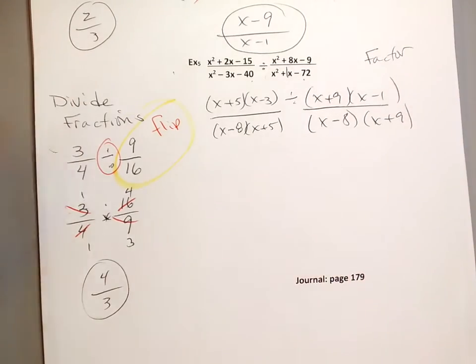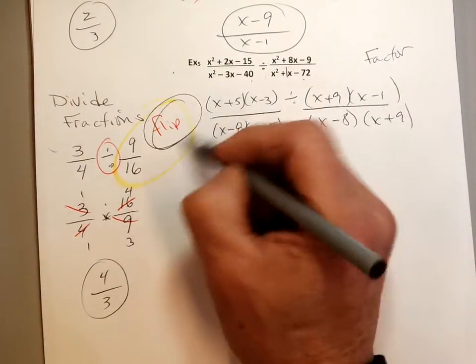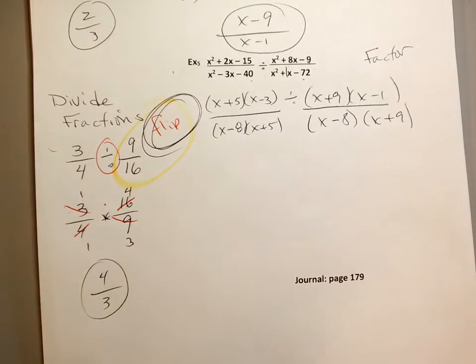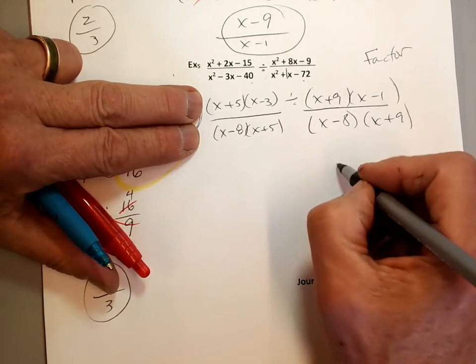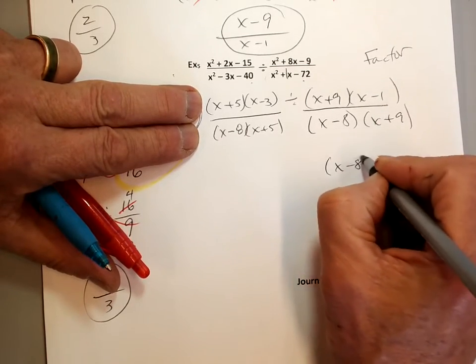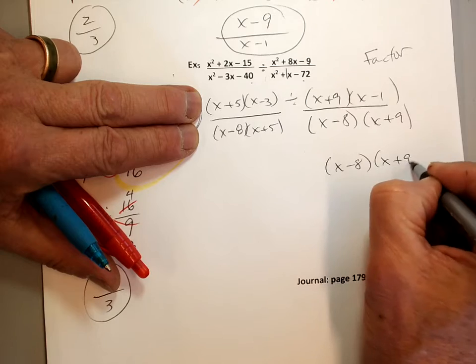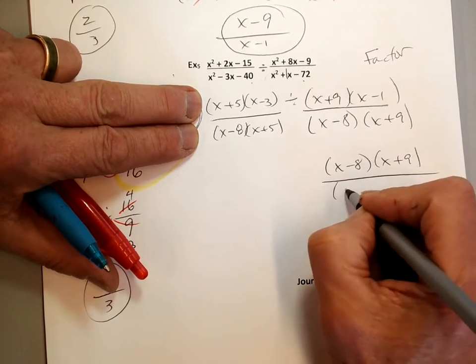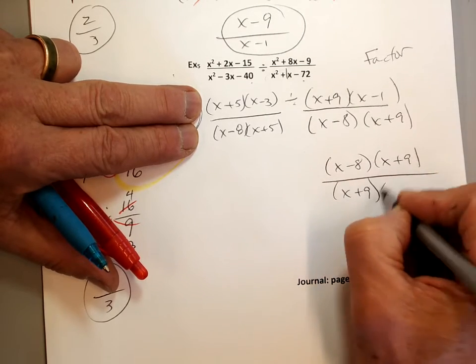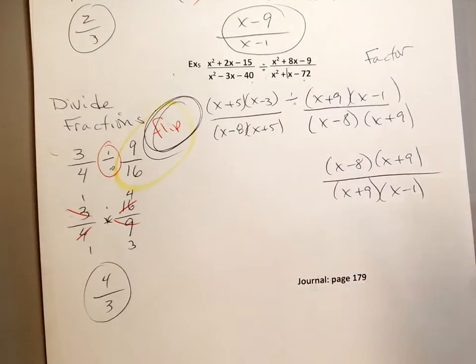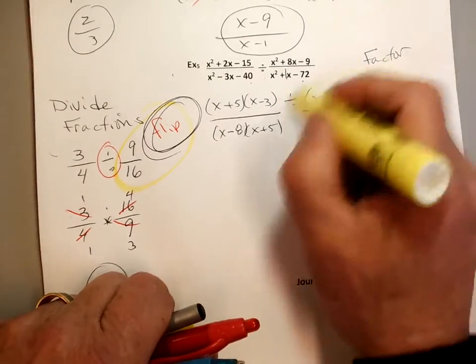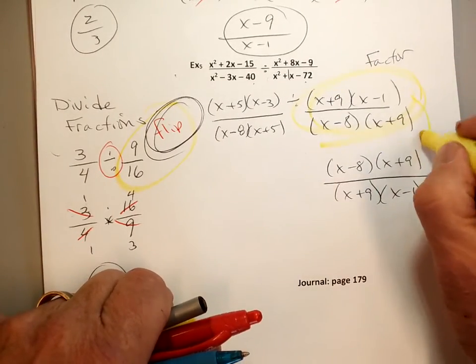Okay, now flip the second one. So we're going to rewrite this, but I'm going to rewrite it as already factored. So let's see, I'm going to flip the second one. So I'm going to flip this one. X minus 8, x plus 9 over x plus 9 times x minus 1. So flip the second fraction. So I just flipped this one. Let me highlight it. See it? Okay, I flipped the second fraction. There it is.